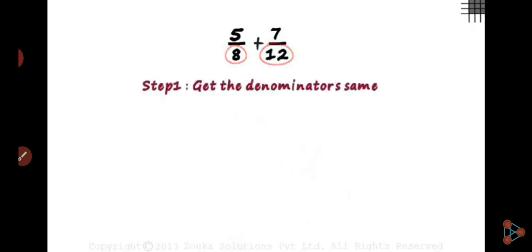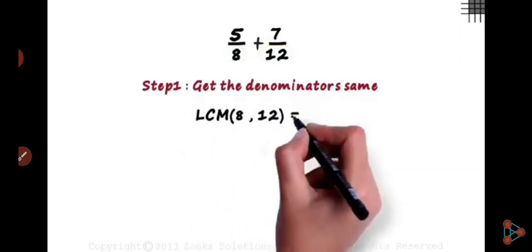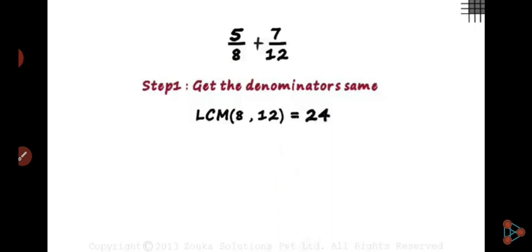The second example will give you a better idea. We want to add 5 by 8 and 7 by 12. The denominators are different in this case. So in the first step, we have to get the denominator same. The common denominator will be the least common multiple of both the denominators. It will be the LCM of 8 and 12. And that is 24. It is the smallest common multiple of both these numbers.